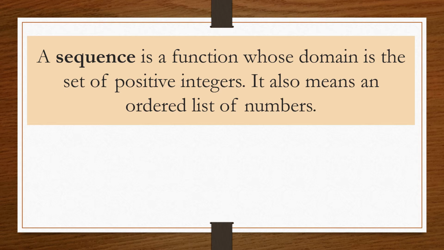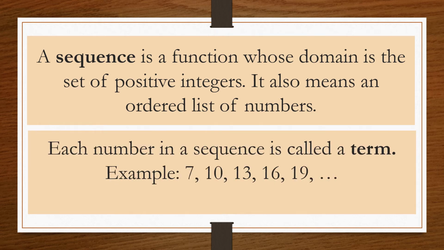So the patterns that we just obtained from our activity are examples of sequence. A sequence is a function whose domain is the set of positive integers. It also means an ordered list of numbers. Each number in a sequence is called a term.